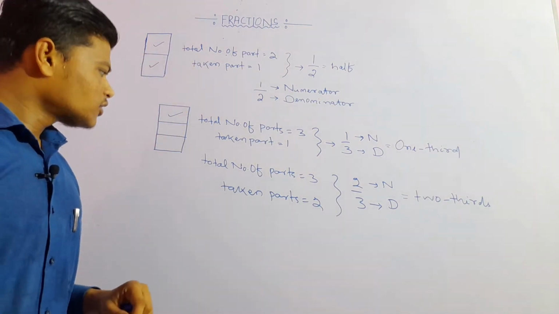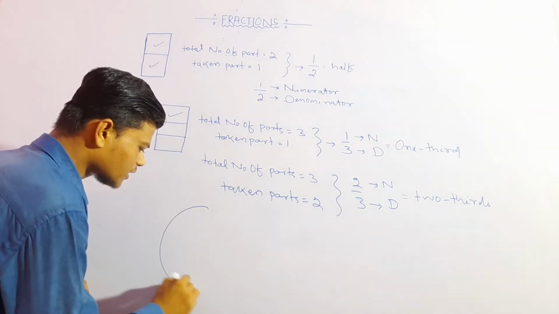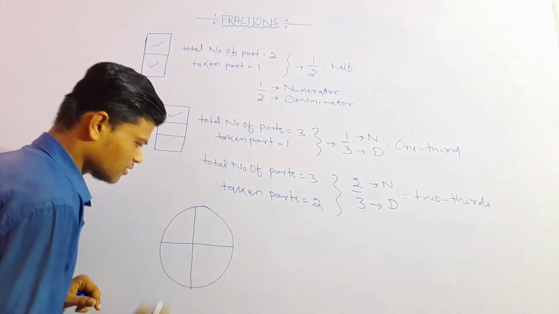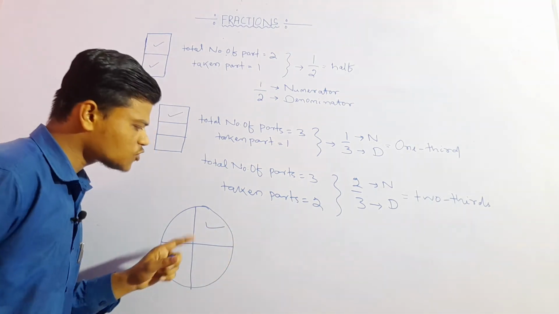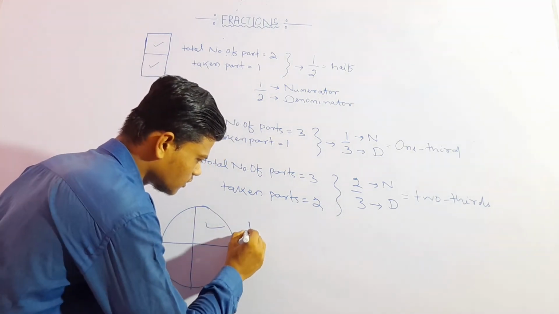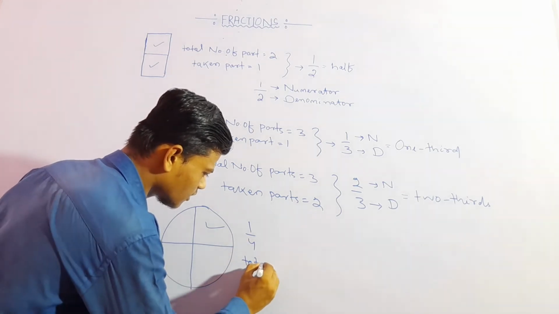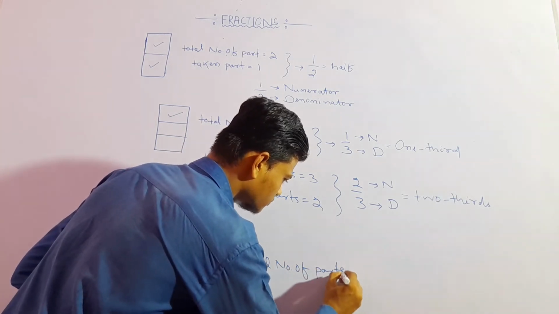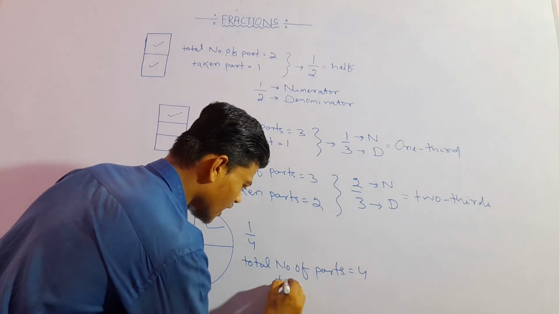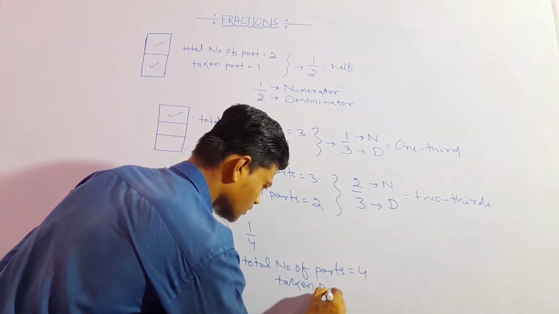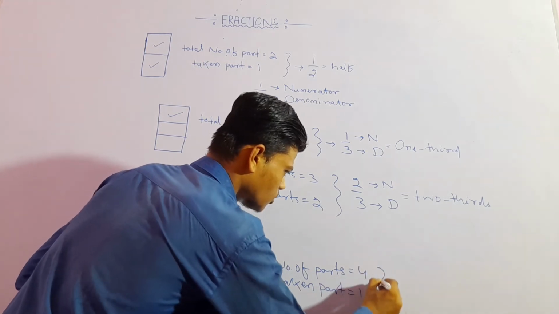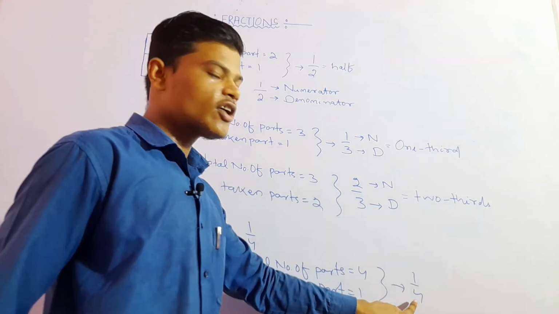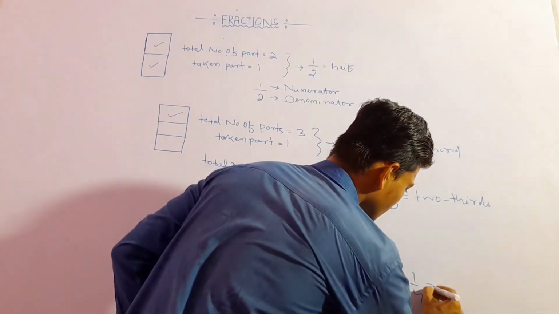Now simply if you divide a whole thing into four equal parts, each part can be expressed as 1 by 4. Why? Because the total number of parts here is 4, and the taken part is 1. So this can be expressed as 1 by 4, where the numerator is 1 and the denominator is 4, and it is also known as 1/4.